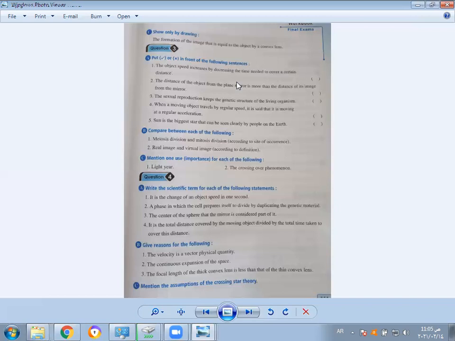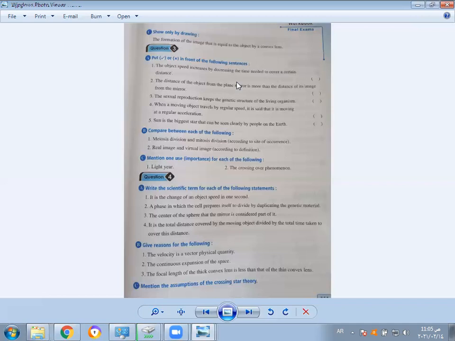3. The focal length of the thick convex lens is less than that of the thin convex lens. We know that by increasing the convexity of the lens, the radius decreases and the focus will be nearer.